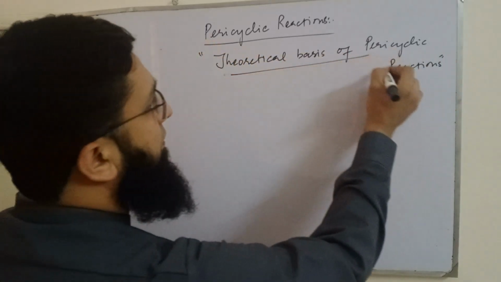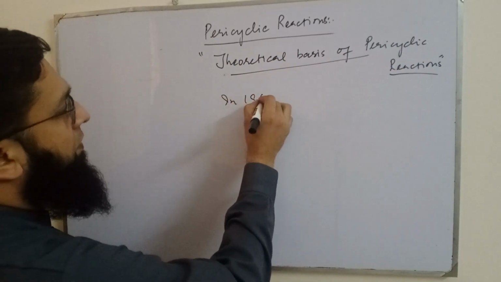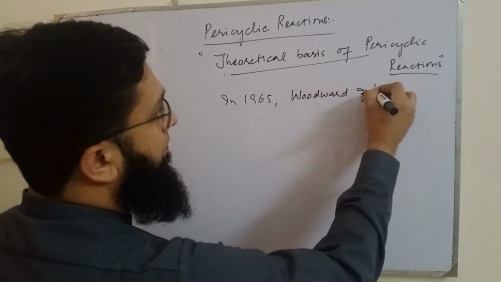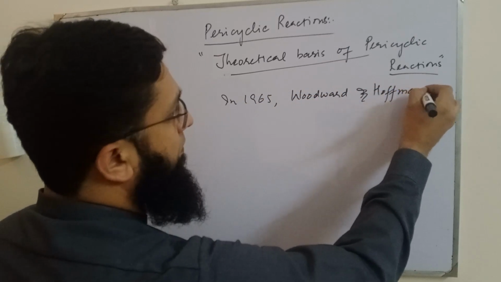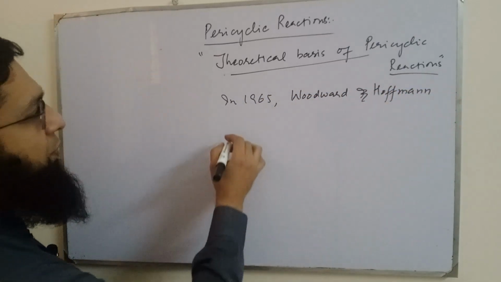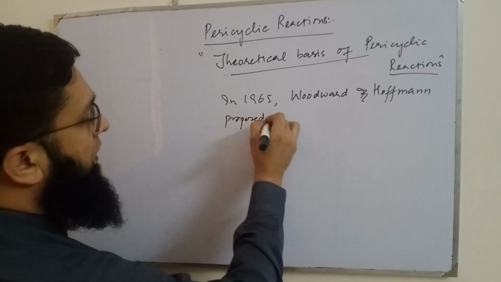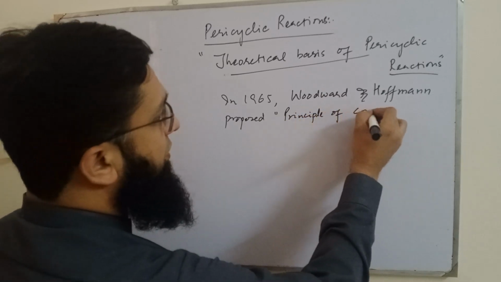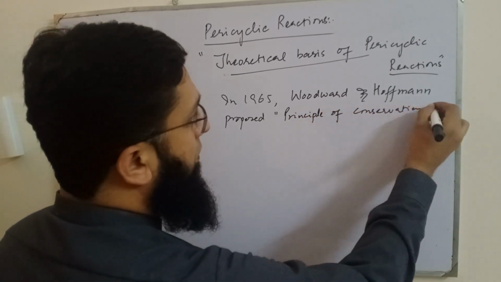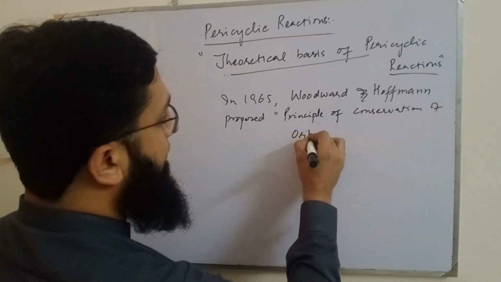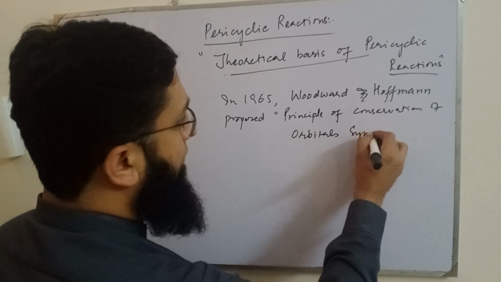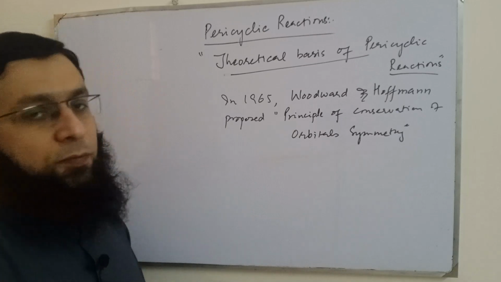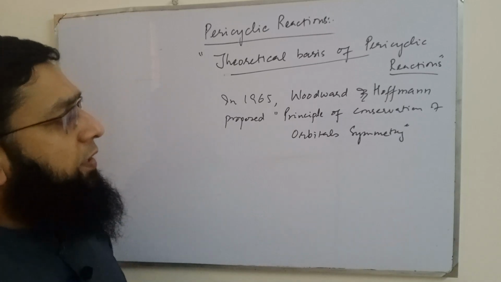In 1965, Woodward and Hoffman proposed the principle of conservation of orbital symmetry. According to this theory, the symmetry of orbitals of reactants and products should correlate.